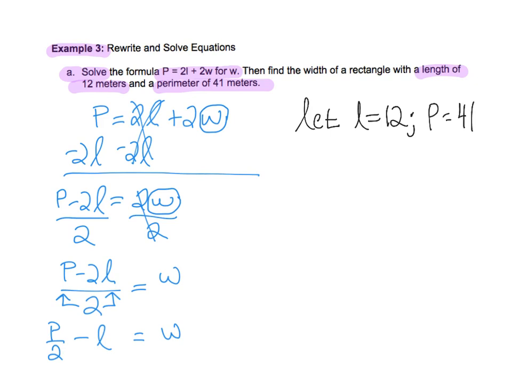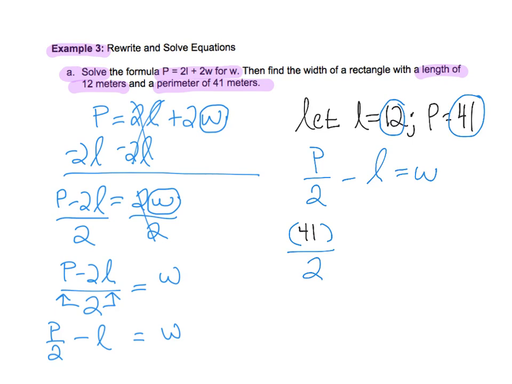So I'm going to copy down my expression. And I think I like this easier looking one we grabbed. I like this P over 2 minus L equals W. And where I see the L, I'm going to put in a 12. And where I see the P, I'm going to go ahead and put in a 41. So that P turns into a blank. And P in this problem, I'm going to go ahead and substitute the 41 in. Minus L, which we know is going to be 12. And then that is equal to W.